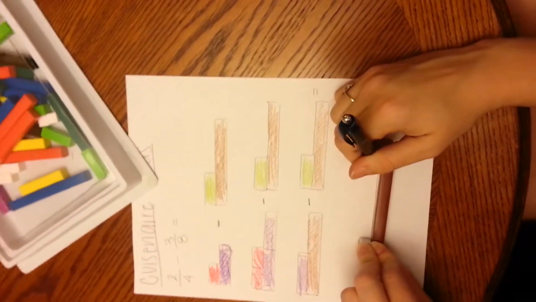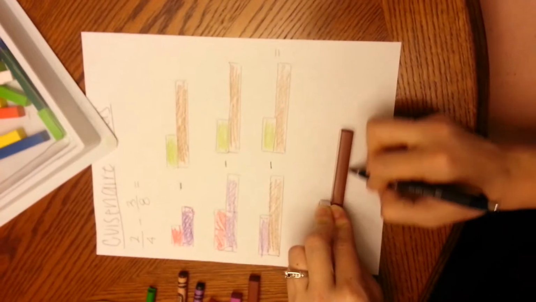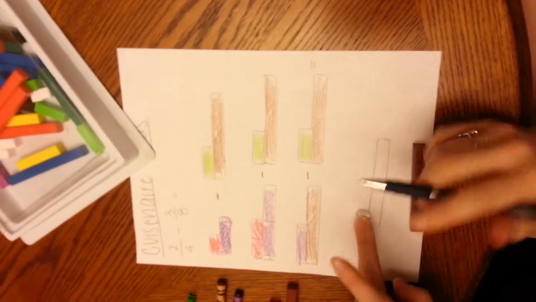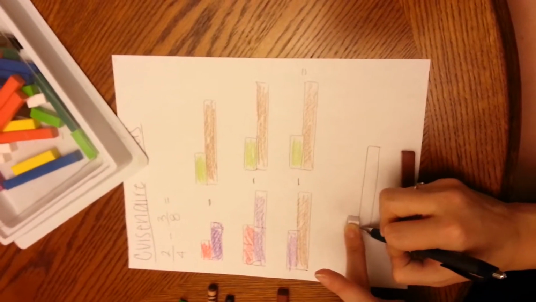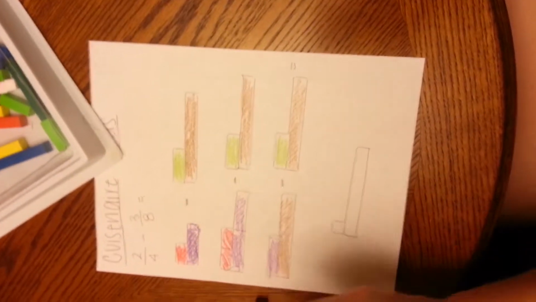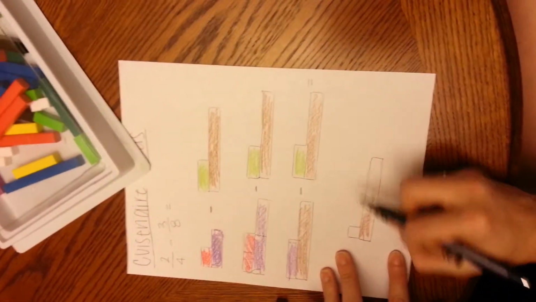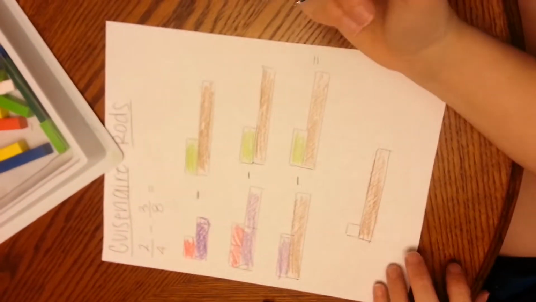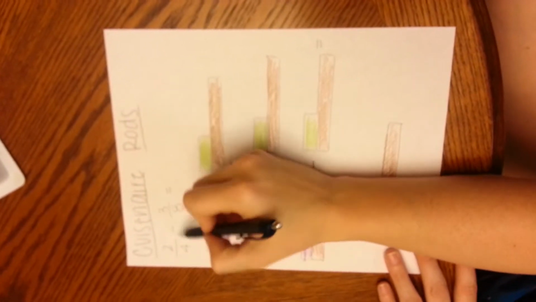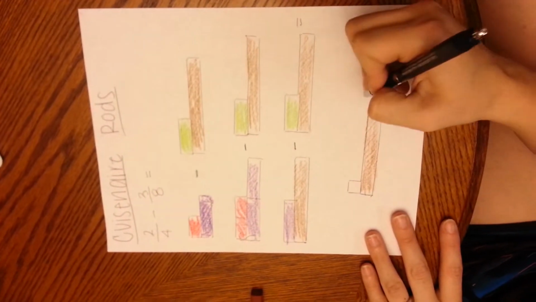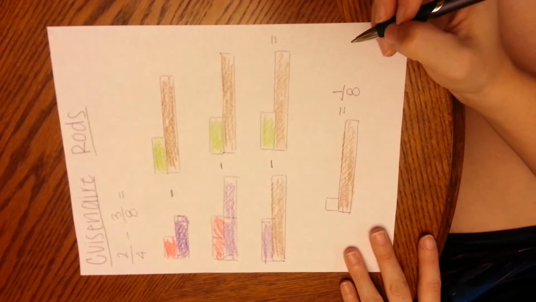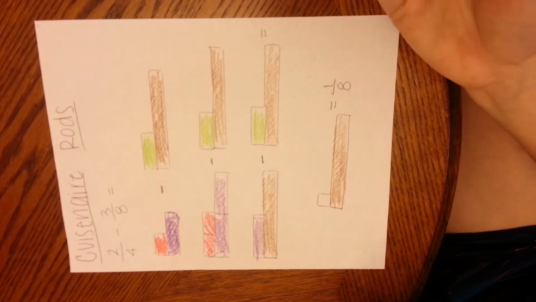This is our last one to trace. Let's go ahead and color in that 8 rod. So, based on what we know about the value of these rods, what is our answer to 2/4 minus 3/8? 1/8, correct. Great job.